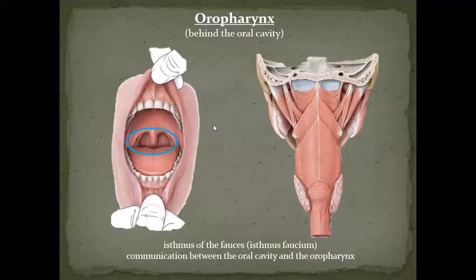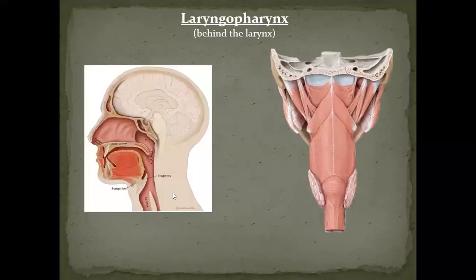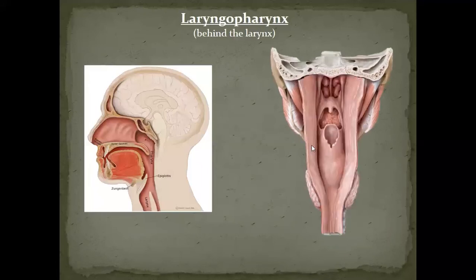Okay, the second part of the pharynx is the oropharynx. This is behind the oral cavity, and here actually the pharynx communicates with the oral cavity. So the air from the nasopharynx gets into the oropharynx, and then it will go to the laryngopharynx, which is the last part, the lowest part of the pharynx. And here we have the laryngeal inlet, which you can see on the picture.